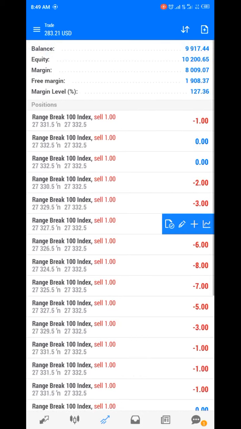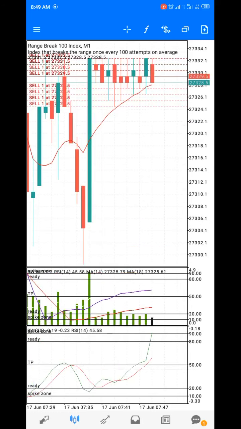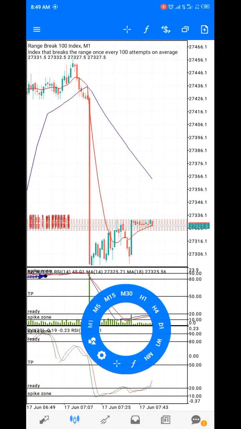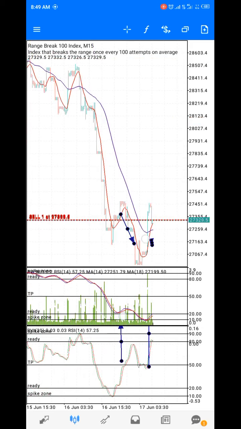I just want to hold this market till I see a spike. Once I see a spike, I'm going to close this trade. This is Range Break, and it usually takes a lot of time before a spike happens, so let's keep holding. But I don't want this video to be too long. If this video goes past 10 minutes and there's no spike, I will be forced to close the video. But let's just keep it open. I'm on the 15-minute time frame.